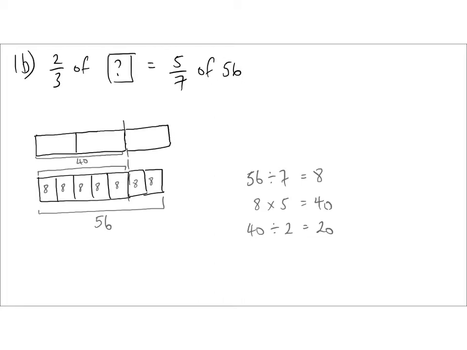And then to find the value, 40 divided by 2 equals 20. So I can now write 20 in each of these boxes. So double check, 20 plus 20, yeah, that equals 40. And then the other 20 can go there. We're after the full value, 2/3 of something. And that something, 20 plus 20 plus 20, or 3 times 20 equals 60. So I can write 60 just there. So our answer, 2/3 of 60, is the same as or equal to 5/7 of 56.